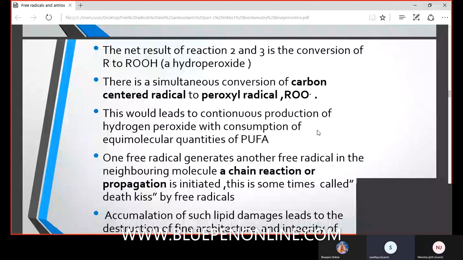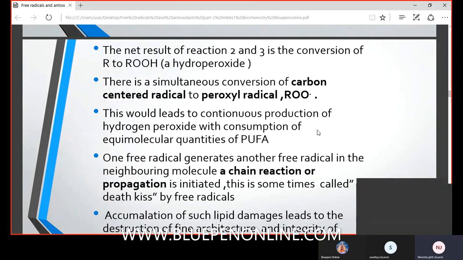Propagation is otherwise known as chain reaction. We start with one free radical and produce two free radicals, that is a carbon-centered free radical and a peroxyl free radical, that again produce more and again. That one free radical generates another free radical in the neighboring molecule. A chain reaction or propagation is initiated.